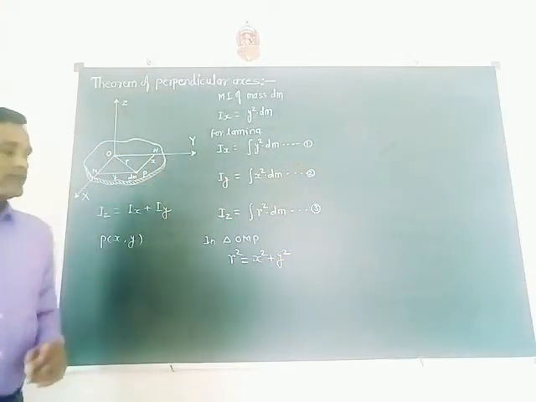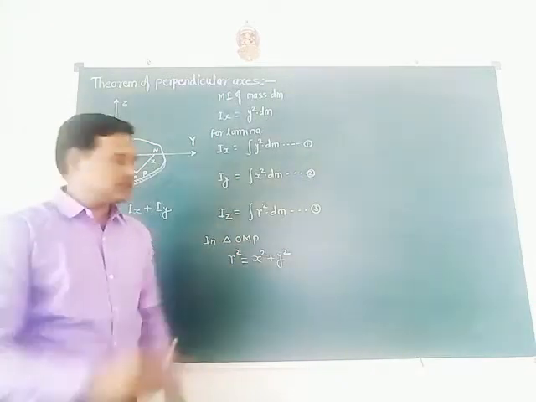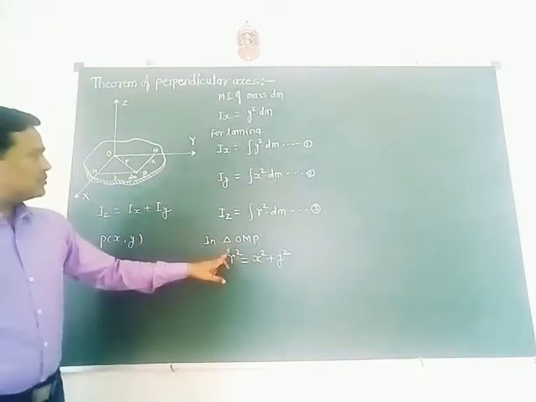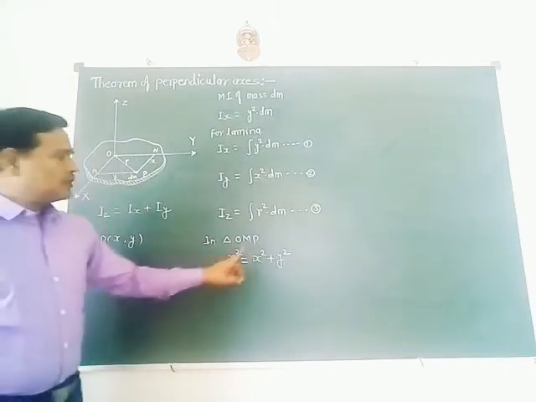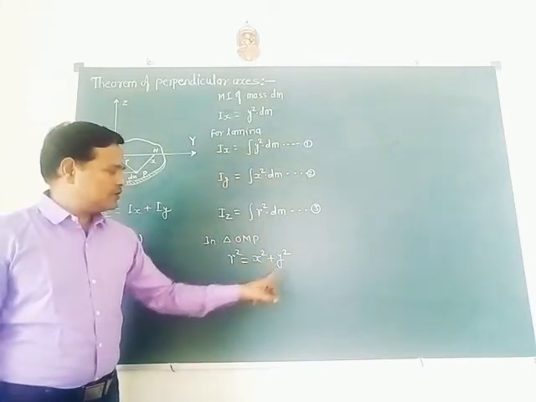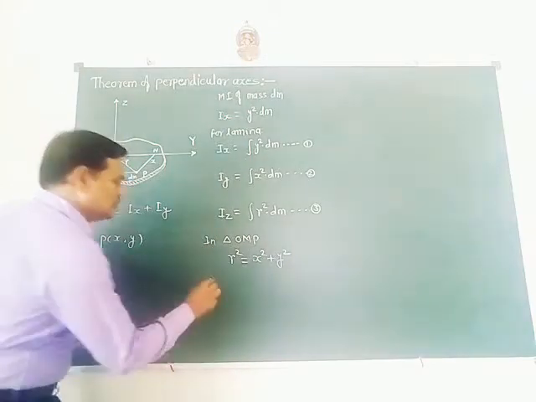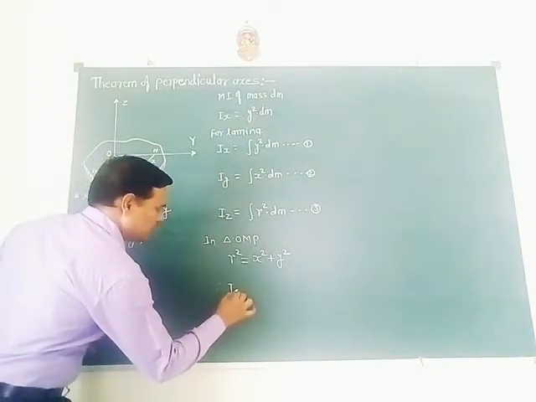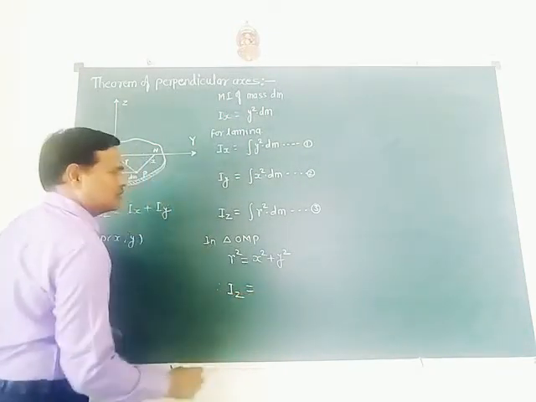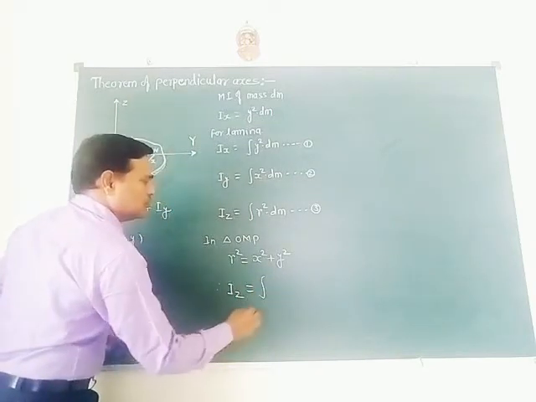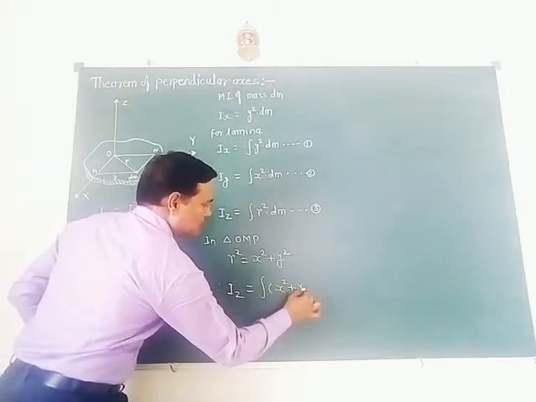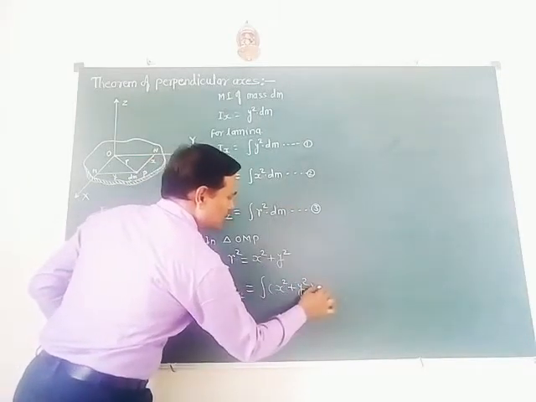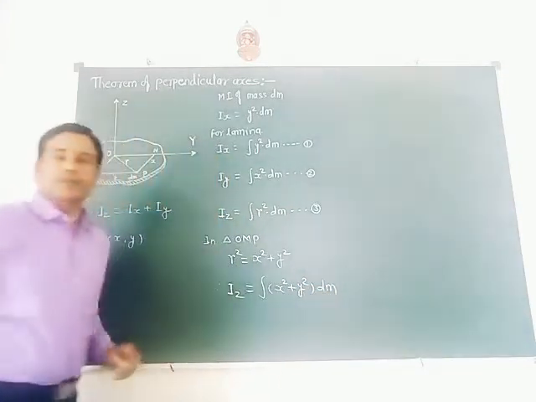X square plus y square, or you can write y square plus x square. So r square equals x square plus y square. So instead of r square you can write x square plus y square. Therefore this Iz can be written as integration of x square plus y square into integration of dm.